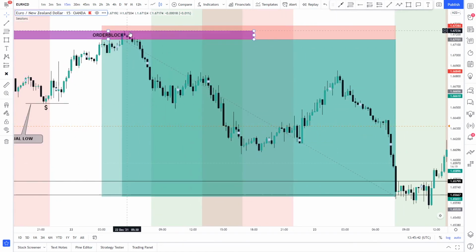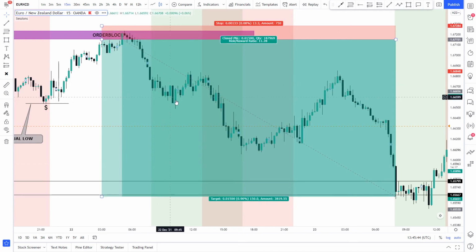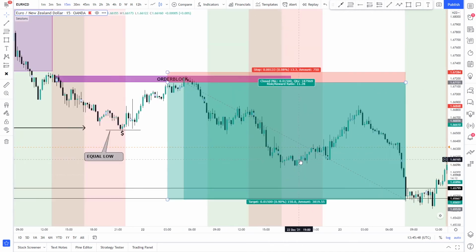Price simply dropped all around London and pre-London session, and then had a huge drop in the NY session. Although price retraced and grabbed the liquidity, the London highs, price still dropped, and this trade is currently running around 150 plus pips with a risk to reward ratio of 1:13.